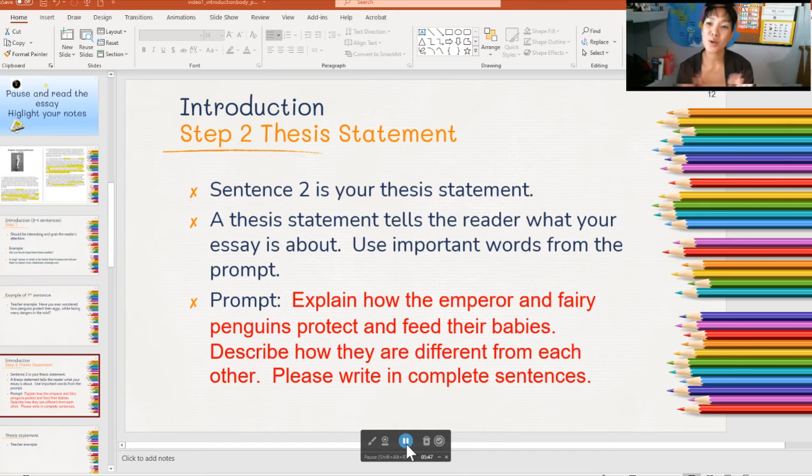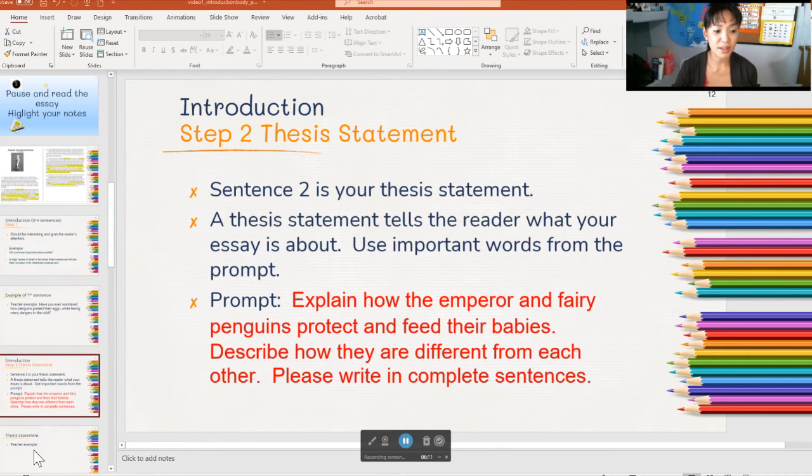So somewhere in my introduction paragraph, you'll need those important words, and you'll also need the name of the article, which is Penguins Up Close and Personal. And the reason why you want to tell the reader where you got the information is because you did not get it from your head. You got it from this article.